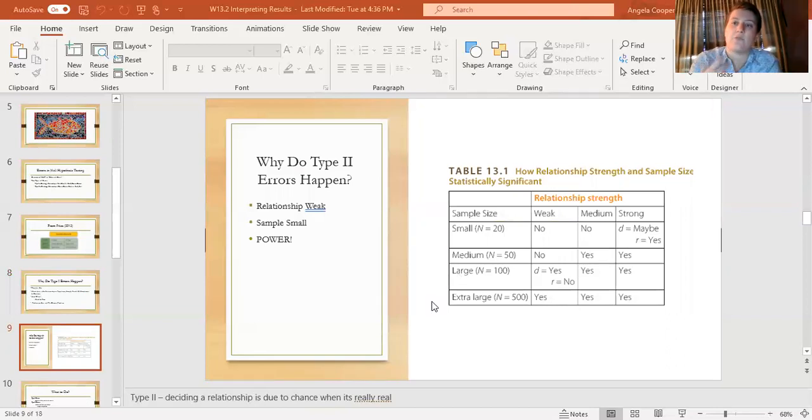Remember, this is when you say you retain the null, but you actually should have rejected it. Well, the relationship could be weak. You could have a small sample size. And also keep in mind power. That is a statistical method we use to determine how many participants we need to see if there's a relationship. So if you're thinking, oh, we're having alpha set at 0.05 and we're anticipating a large effect size, then you would need to have X amount of people in your sample to determine that with certainty if you should retain or reject the null. So type 2 errors do happen. A lot of times they're based on just not having a large sample size and just not really accounting for that.